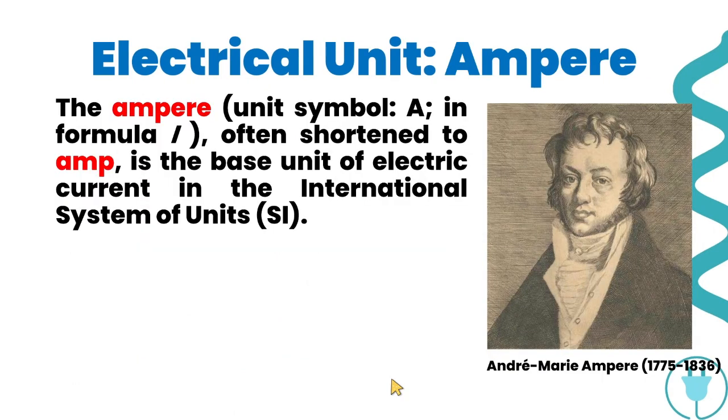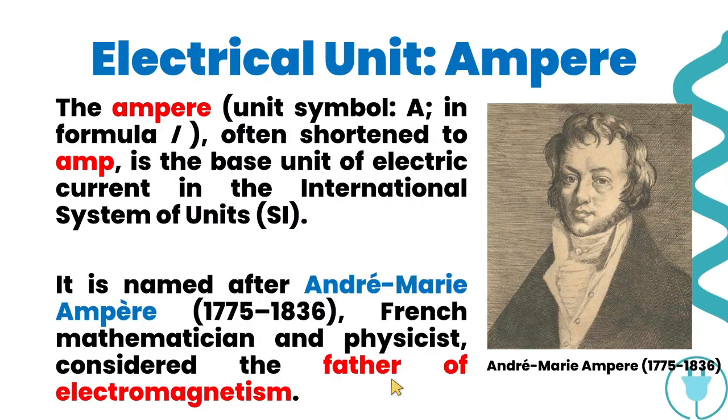The ampere, or unit symbol A, and in formula that is letter I, often shortened to amp, as you can see in your appliances, is the base unit of electric current in the International System of Units, or SI. It is named after the scientist André-Marie Ampère, who lived between 1775 and 1836. He was a French mathematician and physicist considered the father of electromagnetism.